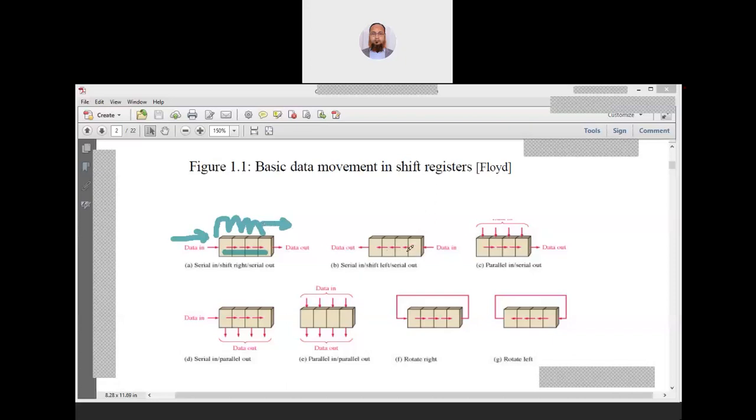Then it can be serial in. This is shift right as well, where data is moving to the right side. And here it can be a similar thing, but the data is moving to the left side. So this is called shift left.